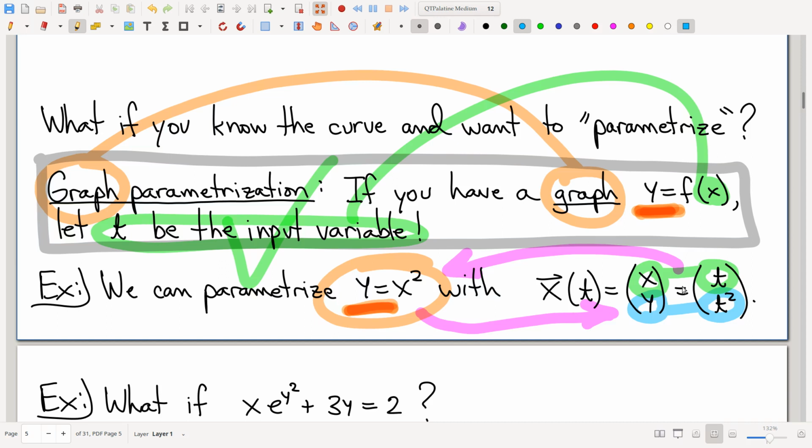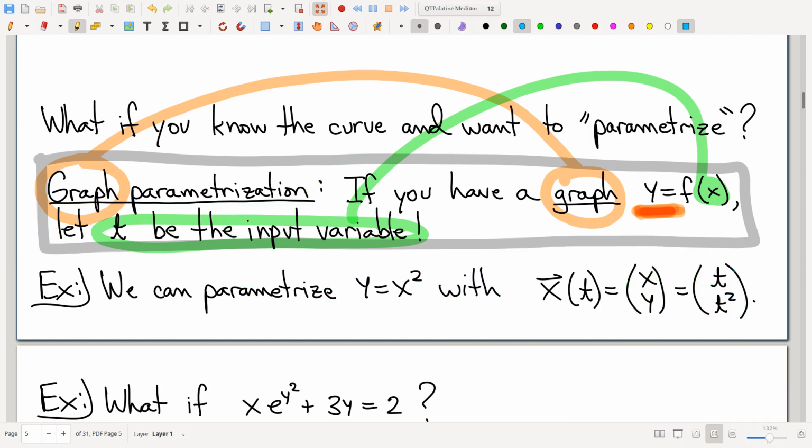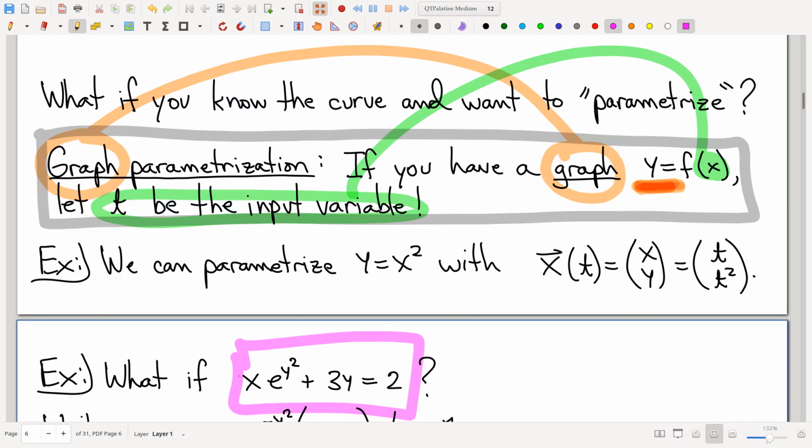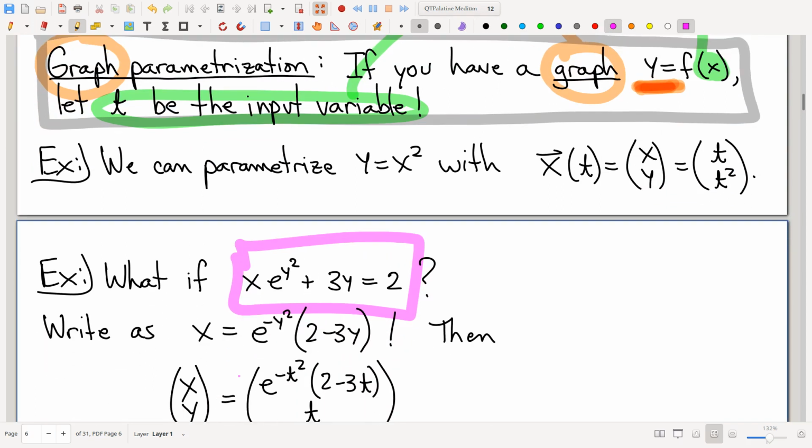Let me just erase all of that. Okay, let's look at this equation right here. Is that written in the form of one of the variables as a function of the other? Well, no, it's not. Can I solve for y in this equation? Not really, right? We've got y in the exponential and outside of the exponential. That's a losing deal. You can't solve for y there.